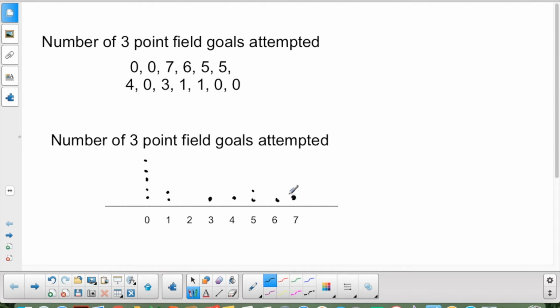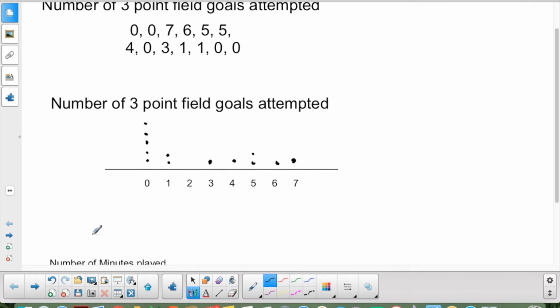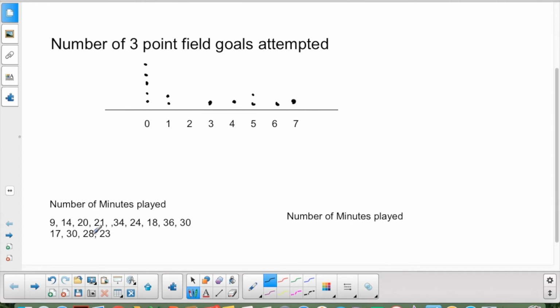This happened to be my son down here. He is a gunner. He took 7 3-pointers. So that's one quick way to look at data using a dot plot. From there we can tell quickly what the largest number of attempts was. And you can tell how spread out they are, the difference between them. There's a lot you can find quickly. You find the middle quickly. A lot of things you can do just by creating a dot plot, and then quickly you get an idea of what the distribution looks like.